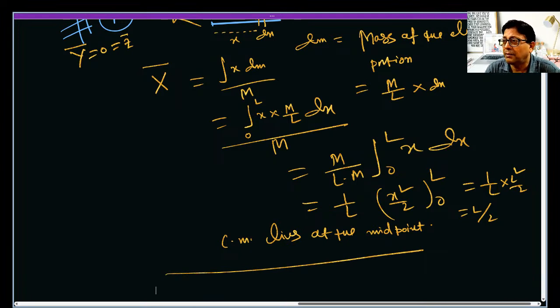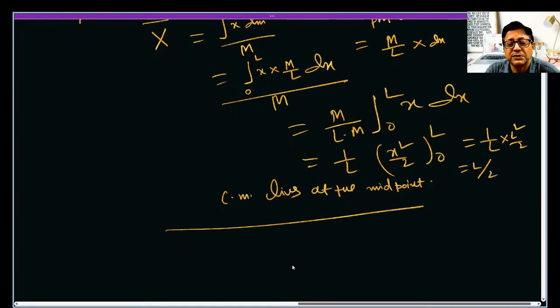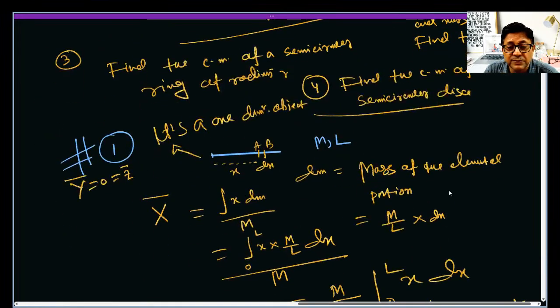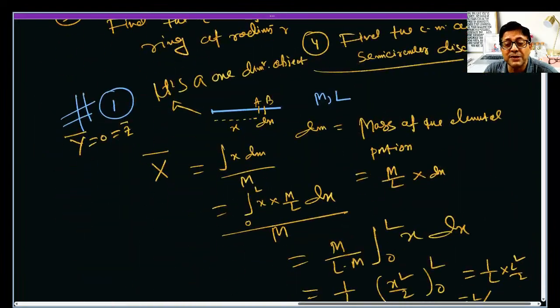CM lies at the midpoint. Now, how to find center of mass in the second case? When the linear mass density varies according to this relation, the total length of the rod is given, and the mass is given as 2 kg. So how to find it? It is 2x plus 3x square.